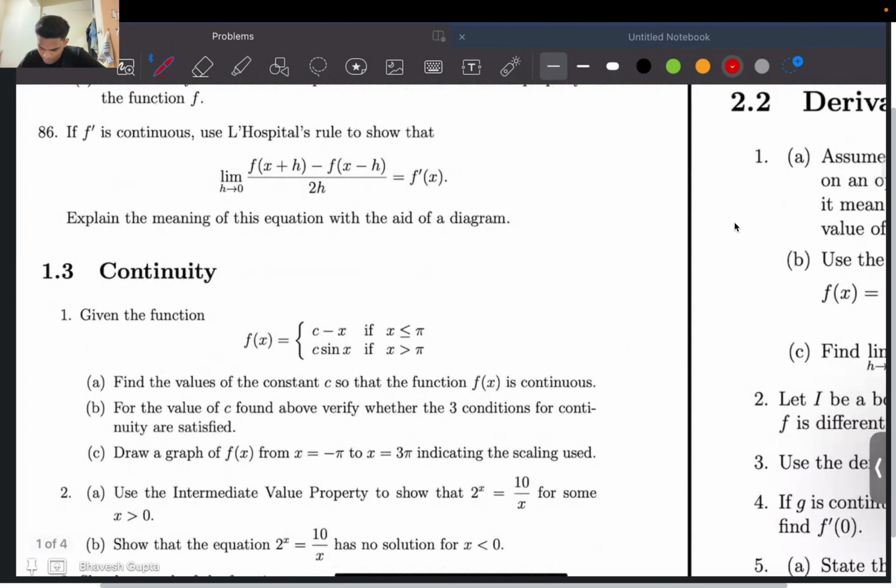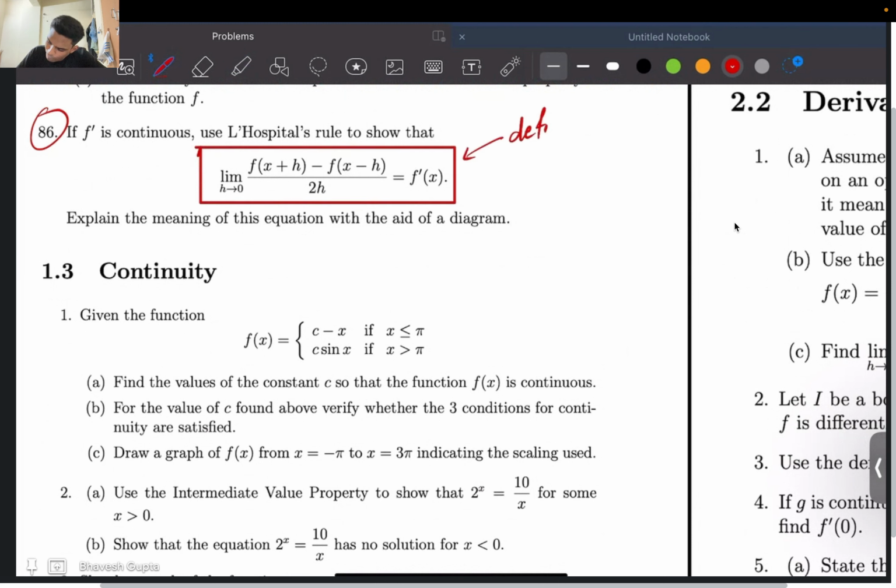Okay, so let's go to the 86th question. This question basically tells you that if my f dash is continuous, using L'Hospital's rule, show that this is true. Now basically you have to prove this. If you see very carefully, this is basically my definition of derivatives.